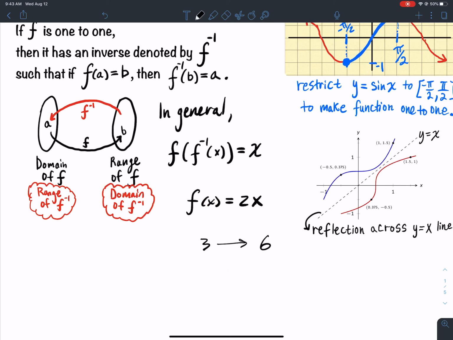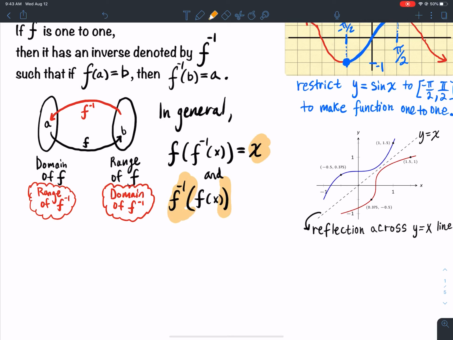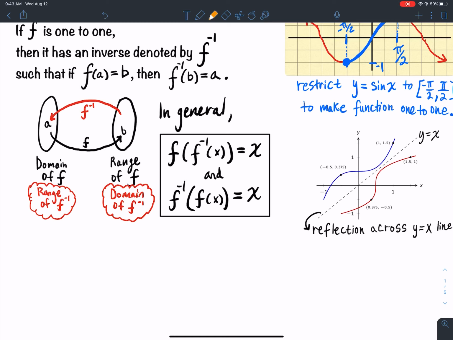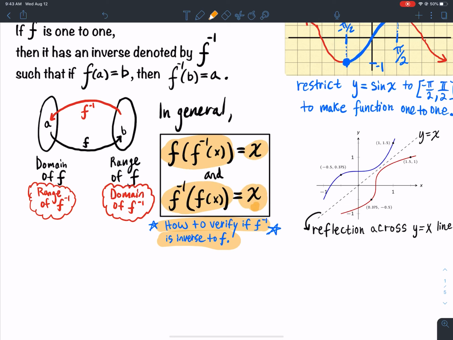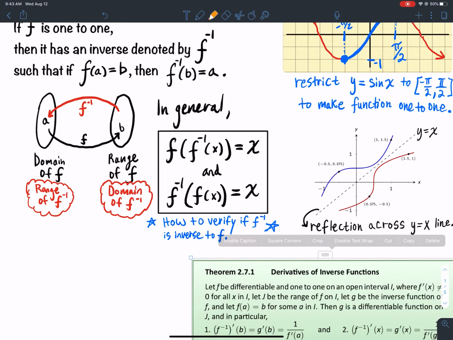It also works the other way, where if I have f of x and I apply f inverse to f of x, I still get the same thing, I get x. So this is in general. If you want to verify that f inverse is the inverse of f, this is how you do it. You do a composition of functions both ways, and if they both give you an output of x, then that shows that you have an inverse function.